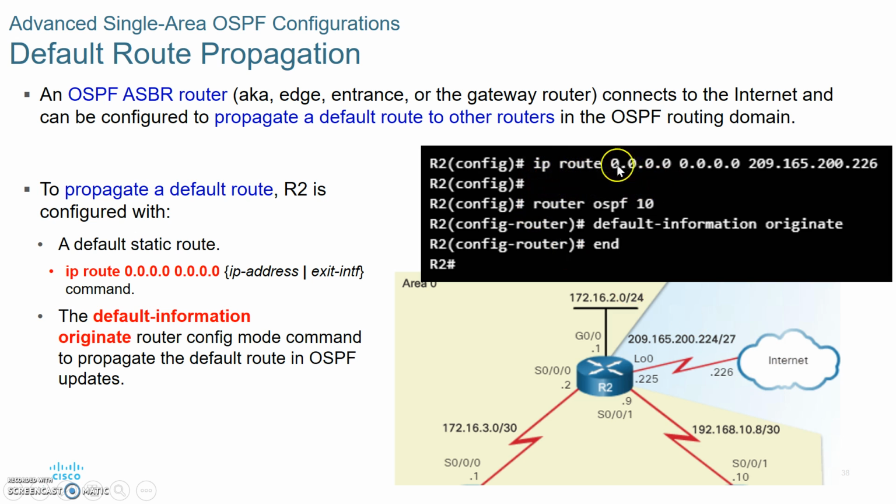So you have an IP route 0.0.0.0 0.0.0.0, and you will send it to 209.165.200.226. So your default route is configured on R2. We can propagate this default route to the other routers so that we don't have to manually configure the default route on the other routers. In order to do that, we run the default route command on the router that is connected to the internet. Then we run the default-information originate command. That will tell R2 to propagate the default route to the other routers. So we go to the router OSPF mode and then run default-information originate.